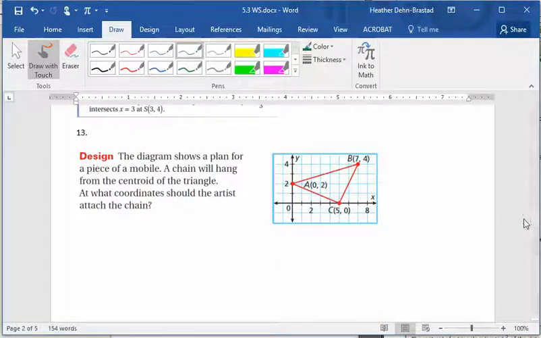So here's another mobile, and the chain is supposed to hang from the centroid. So you need to find the midpoint of two of these sides. It doesn't really matter which one. They didn't line it up really nice for us along the axes. So to find the midpoint, let's do the midpoint of BC. You'll take the x coordinates and add them together and divide by 2, and then take the y coordinates.